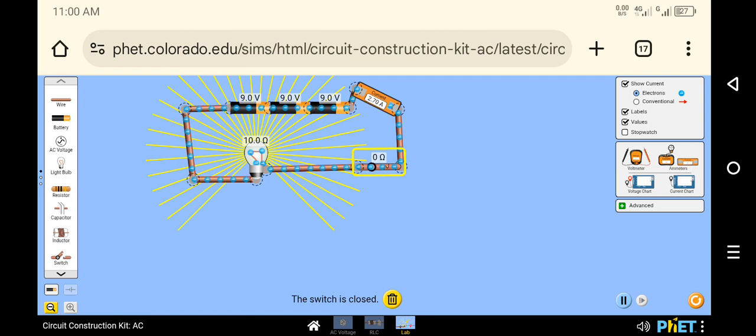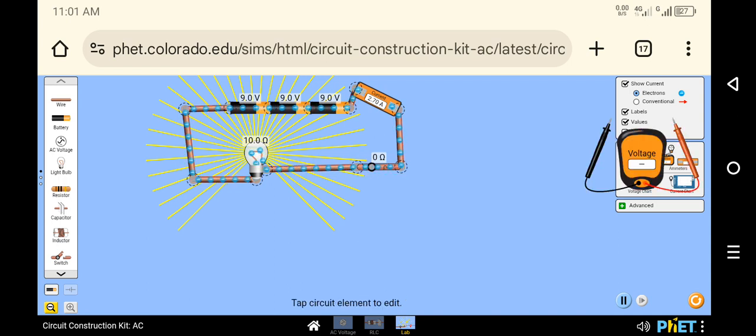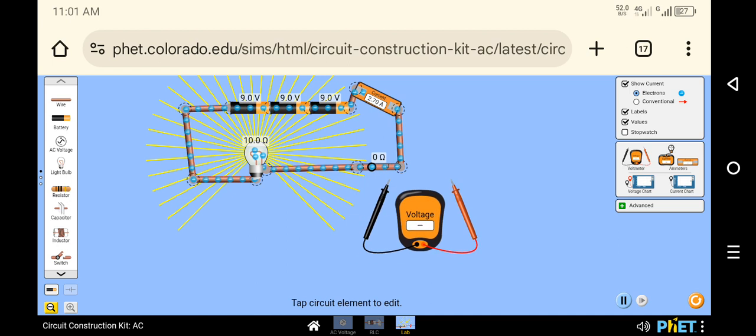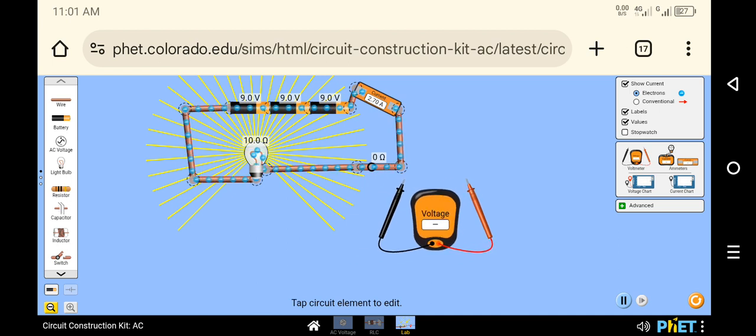Now we can measure the voltage, or the potential difference, in the circuit. To measure the potential difference, you have to use a special device, which is called the voltmeter. You can connect a voltmeter in the circuit. What you have to know is that the voltmeter is always connected in parallel to the component where you're going to measure the potential difference.